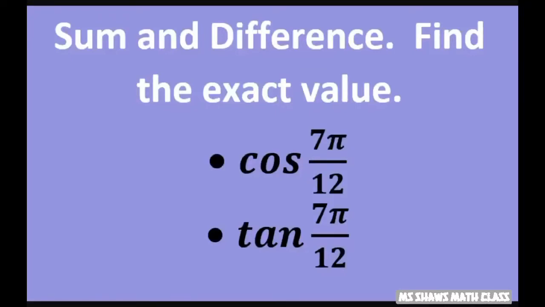Everyone, we're going to find the exact value of cosine of 7 pi divided by 12 and tangent of 7 pi divided by 12. And just recall, if you have just pi divided by 12, that's half of pi divided by 6. So this is 15 degrees. So when you have 7 of them, so 7 times 15, this is 105 degrees.